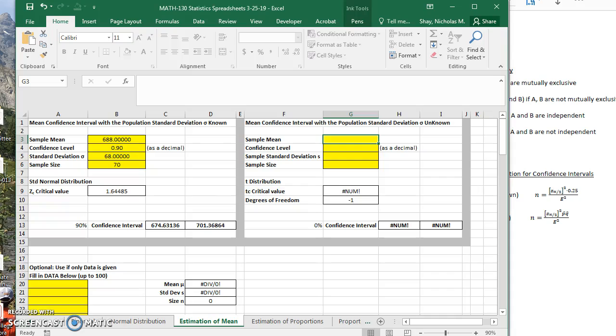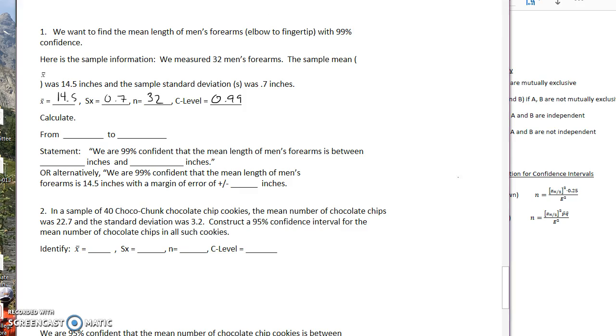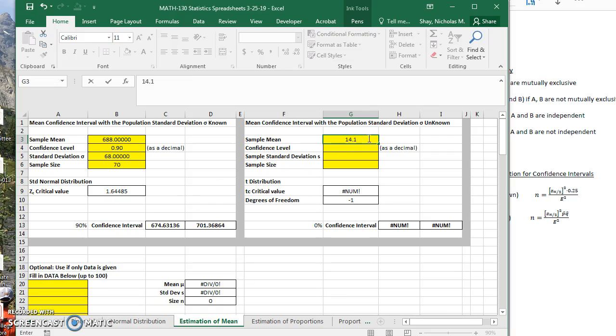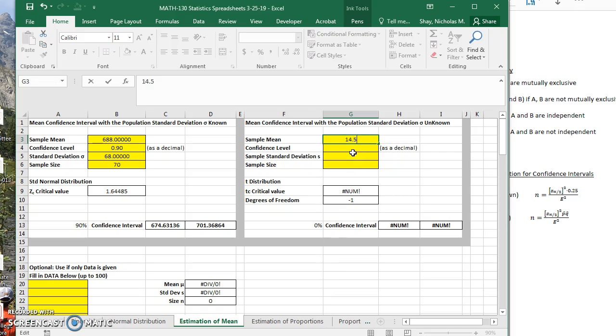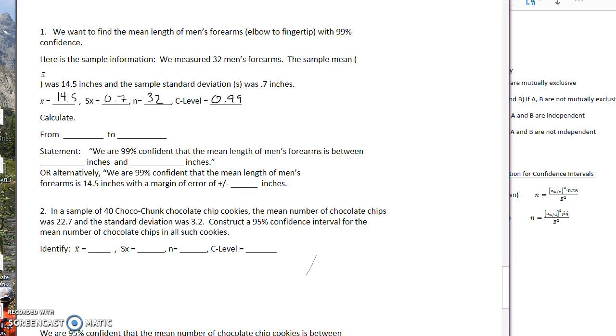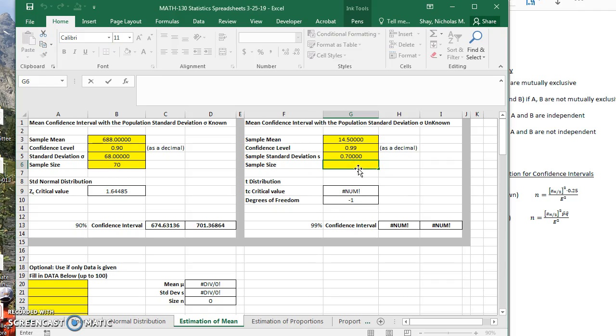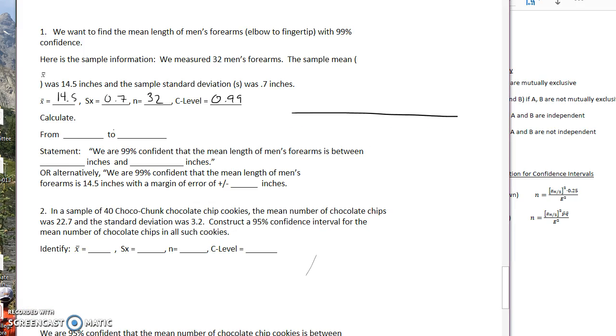So now we're going to go to our Excel spreadsheet. This time we do not know sigma. You notice sigma is unknown here. We just have our sample mean, which is 14.5, sorry. Our confidence level is 0.99. Our standard deviation is 0.7, and our sample size was 32. And we get, let's round this to one decimal place, 14.2 to 14.8. So it's from 14.2 to 14.8.